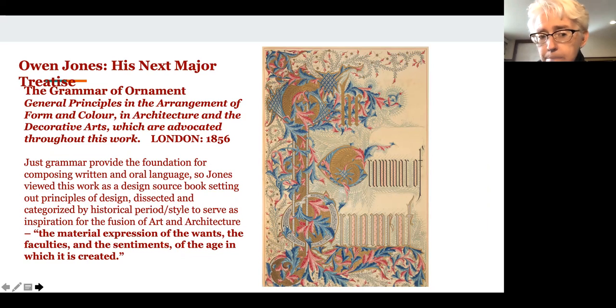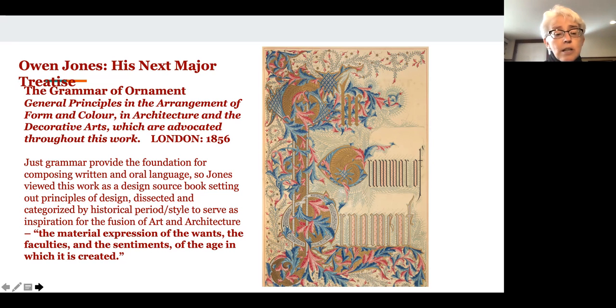After his Alhambra treatise, he then put together this gargantuan work called the Grammar of Ornament, General Principles in the Arrangement of Form and Color in Architecture and the Decorative Arts, which are advocated throughout this work. This was published in 1856, 5 years after the Great Exhibition. And we're bringing together the idea of art and architecture, just as we found in Gottfried Semper's work, the idea of art and craft. It's the elevation of art in craft.